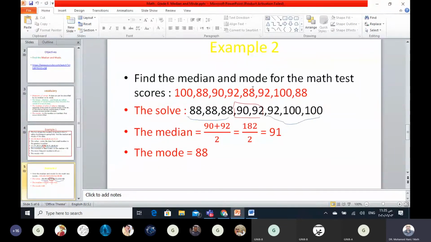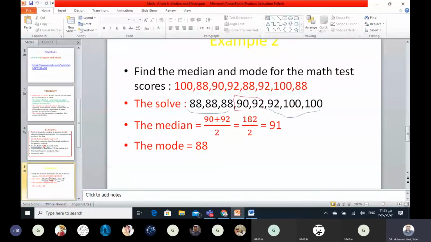The first step, rearrange the data. Put the data in order from the small number to the big number. After you order the data, count how many numbers you have. 1, 2, 3, 4, 5, 6, 7, 8. 8 is an even number. When you have an even number, take the two numbers in the middle.